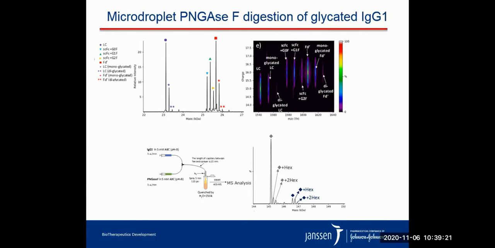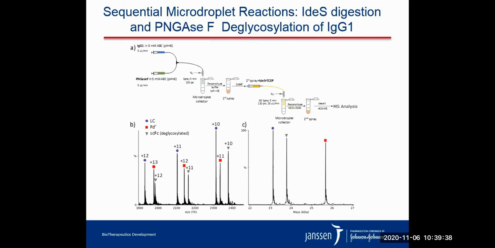We next performed PNGase F deglycosylation in microdroplets, where 90% of the antibody gets stripped of their glycans in 4 seconds, as seen in the deconvoluted spectrum at the bottom. Finally, we combine PNGase F reactions with IdeS digestion and reduction to generate Fc fragments free of any glycosylation.